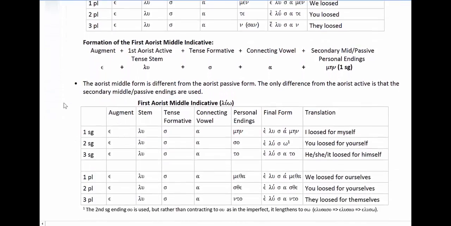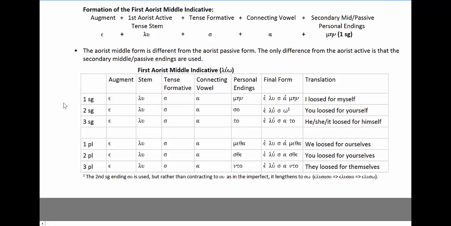Now as for the middle, it's very similar, except you're going to have the secondary middle passive personal endings. So it's still perfective aspect. It's still usually going to be past time, but can be present or future. Everything still holds for the aorist tense. However, you're going to have different endings. So, elusamen. Remember, the secondary middle passive endings are men, so, to, metha, sthe, nto.